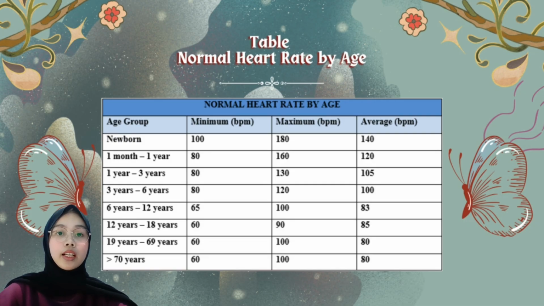19 years until 69 years, the minimum 60, the maximum 100, and the average 80. And more than 70 years, the minimum heart rate 60 and the maximum 100 and average 80.